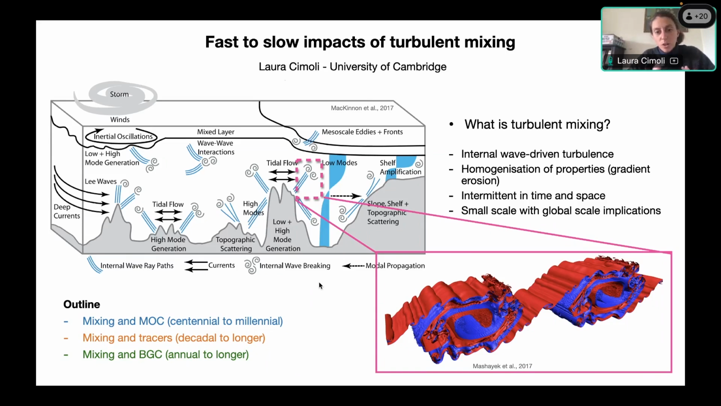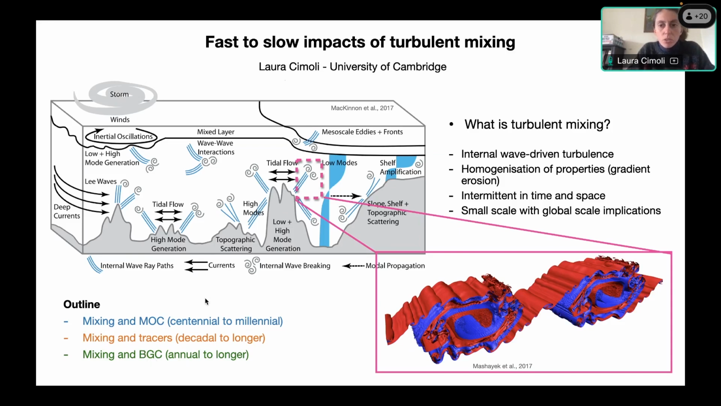I know this is the session on slow pathways, and some of these are definitely slow, in particular the role of mixing in regulating the MOC, the meridional overturning circulation, on centennial to millennial timescales. But then I also want to talk about mixing and its role in regulating tracer distributions, both tracers that can be carried by the MOC, but on shorter timescales. It doesn't necessarily have to be on the equilibration timescale of the MOC, as well as how it could affect some biogeochemical processes on much shorter timescales.